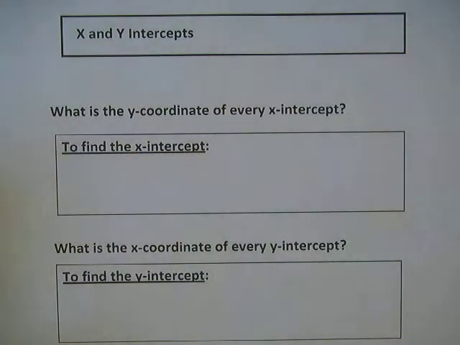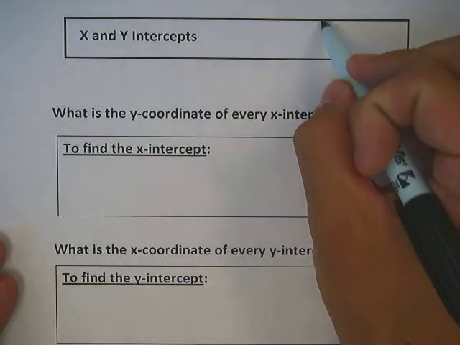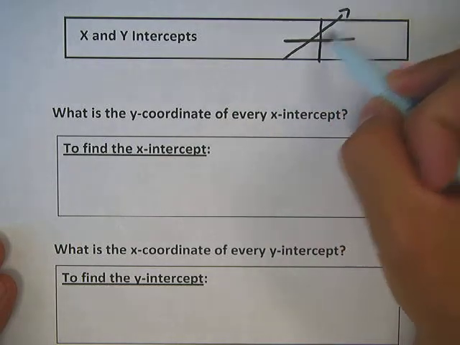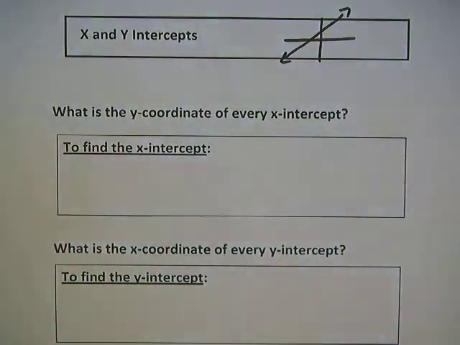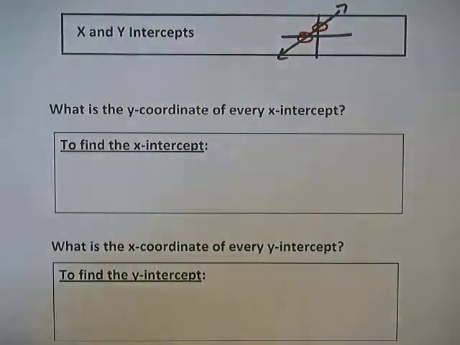So let's talk about x and y intercepts today. Now, before we get into how you go about finding x and y intercepts, let's talk about actually what the x and y intercept is. If I were to just look at any old graph, let's draw a rough looking sketch here. The x and y intercept of a graph are these locations right here. They're where the line crosses the x-axis and the y-axis.